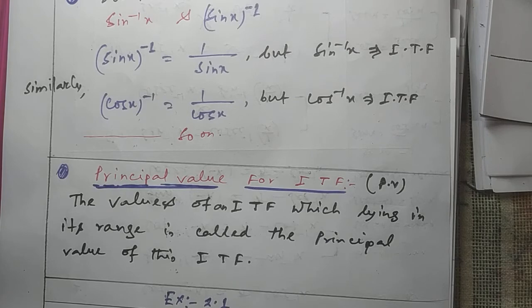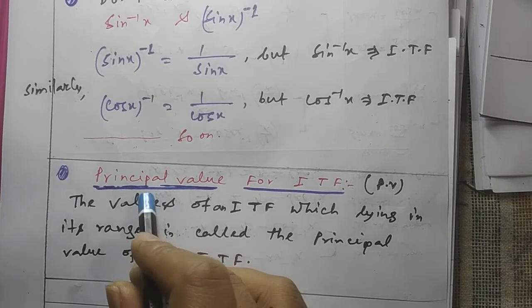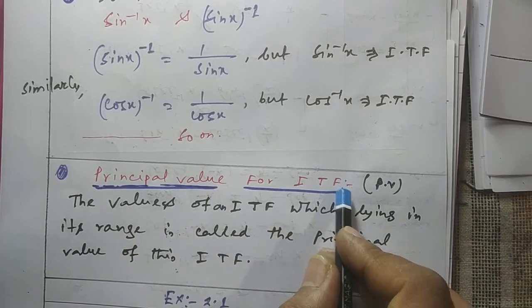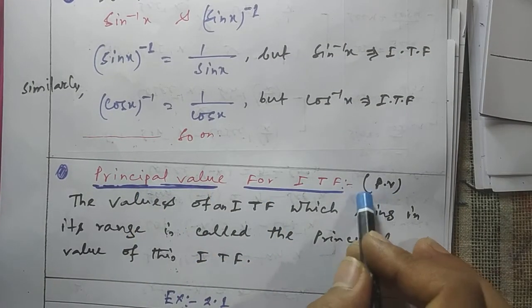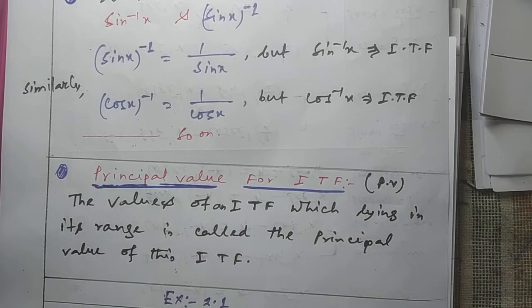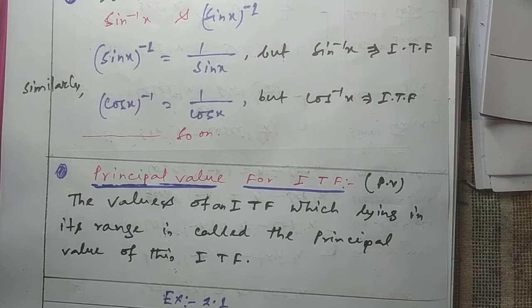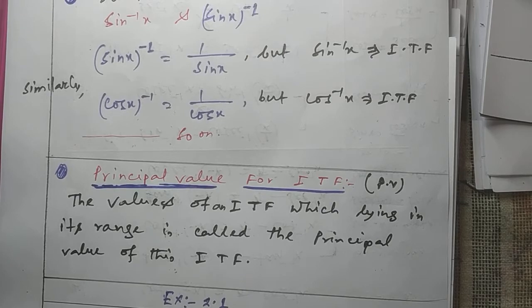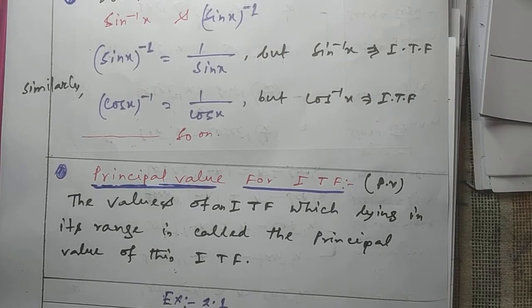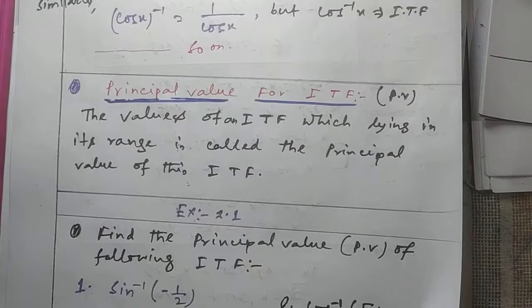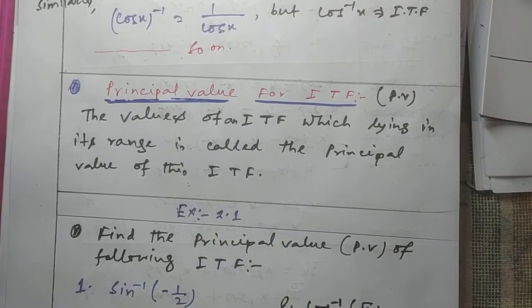Before starting the exercise 2.1, we need to learn one more important topic, that is principal value for ITF. In short, we can say PV. PV means principal value. What is that? The values of an ITF which lie in its range are called PV. That means we have to look for some angles within the range. It's called PV for the given ITF. The exercise 2.1 is totally based upon this PV and domain and range for an ITF.